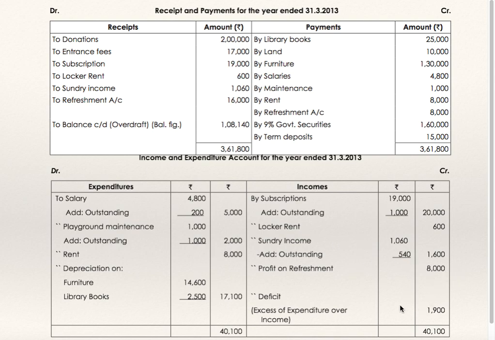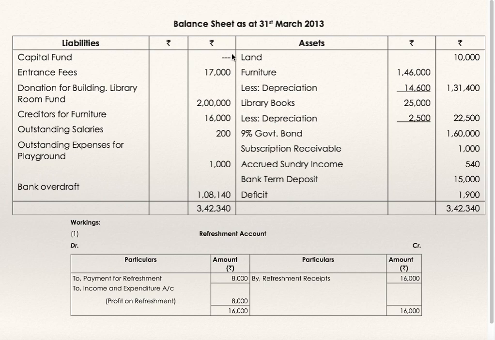Now the difference they are showing is a deficit because they have not considered entrance fees. Capital fund is nil because this is the first year. Land, furniture less depreciation, books less depreciation, government bond, outstanding subscription, outstanding sundry income, bank term deposit, all we have seen. You will be getting a surplus and not a deficit, which you record on the liability side. Donation we have seen, creditors for furniture, outstanding salaries, outstanding expenses for playground and bank overdraft.